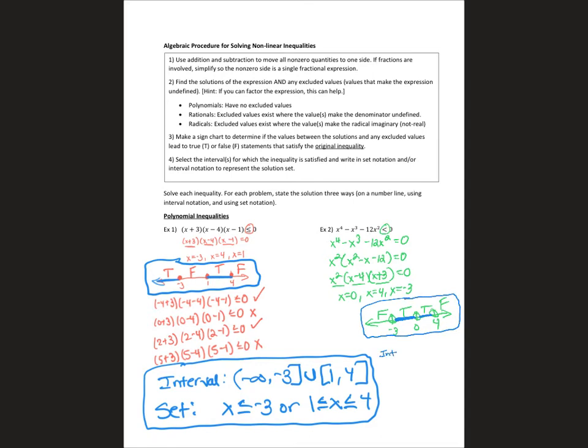Interval notation would be -3 to 0. Again, those are not included, so they get parentheses. Union 0 to 4. Now, if you're wondering why I couldn't write it as -3 to 4, that's because 0 was not included, so I have to indicate that in my solution set. And then set notation would be x is greater than -3 and less than 0, or x is greater than 0 and less than 4. So that would be the 3 ways that I could represent my solution set for example 2.